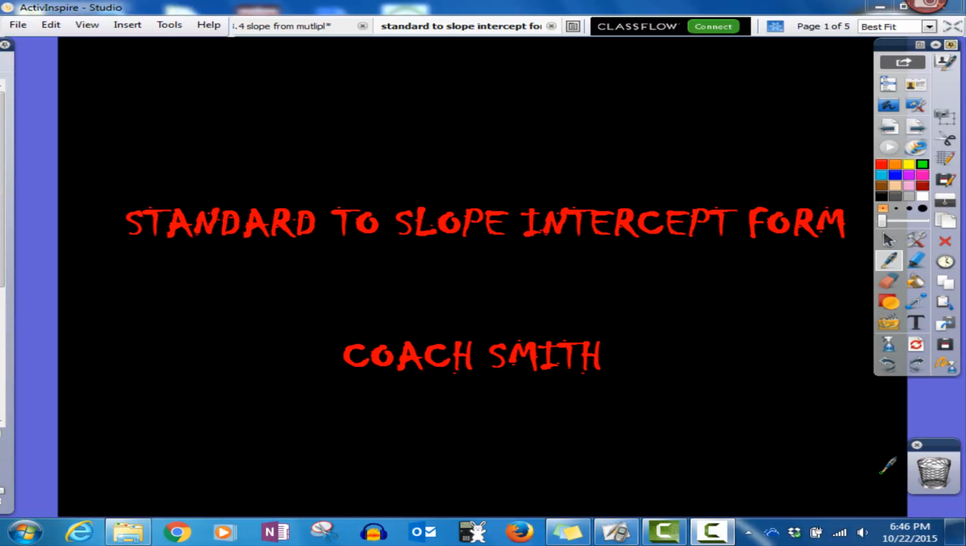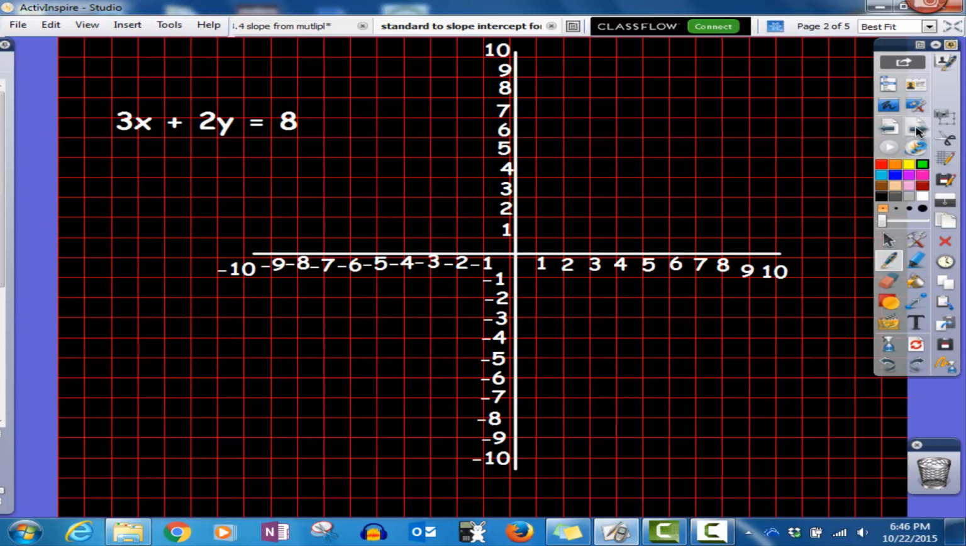Then we moved on and we actually graphed them. Well, what we're going to do in this lesson is we're going to take it one step further. And we're going to look at equations that are in standard form, which means this: we have to actually take it from standard form, put it into slope-intercept form, and then graph it.